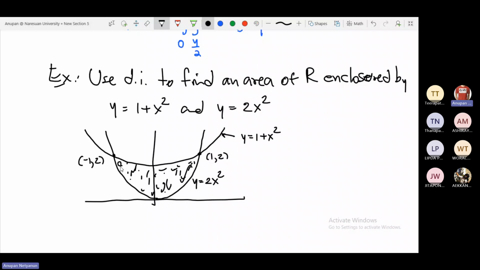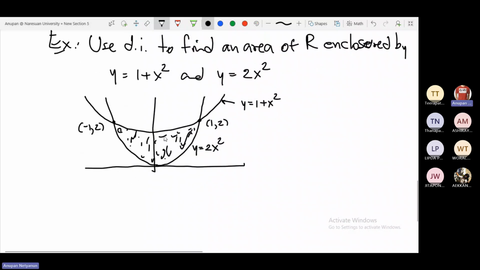Okay, now to find the area again, your function has to be 1, right? Now, let me ask you, which order of the variable, I mean, the order of integration, which variable do you want to integrate with respect to first?